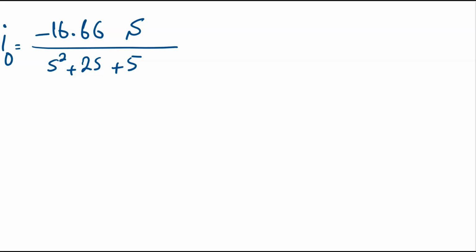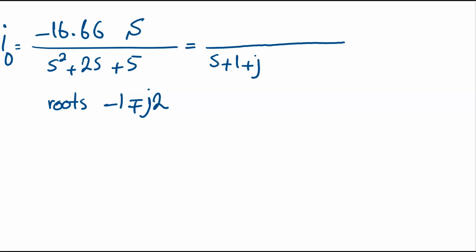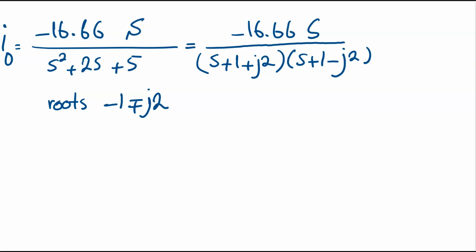Okay, let me redraw everything here, and then I'm going to show you the PFE. In order to start PFE, what we need to know is the roots of our denominator. If you find the roots of your denominator, you're going to see that you have a pair of complex conjugates, and your roots are -1 plus minus j2, which means your factors in the denominator are s plus 1 plus j2 and s plus 1 minus j2, and then you have minus 16.66 s in your numerator.